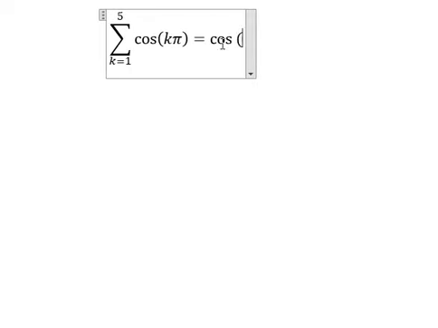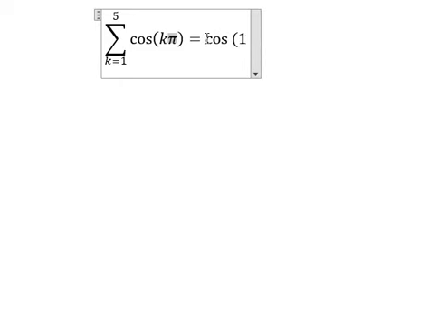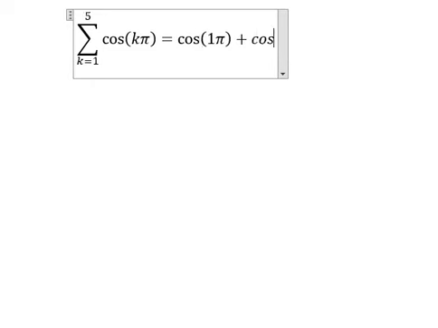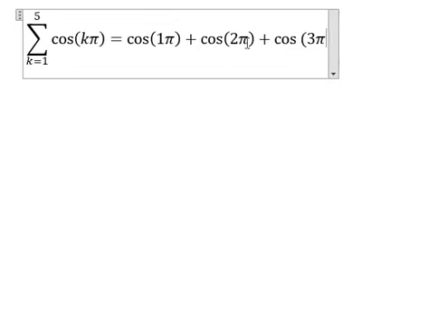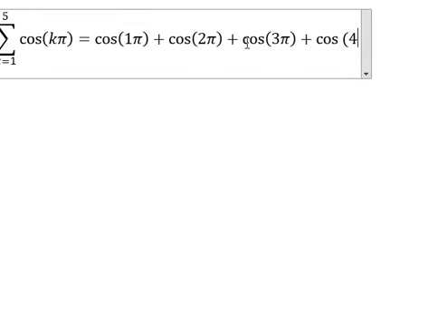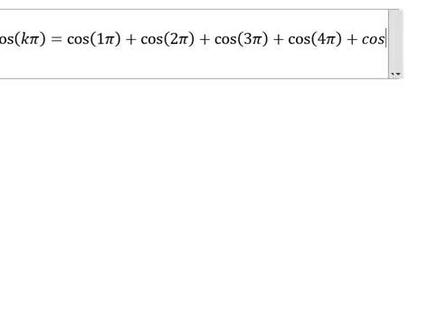So today I will show you how to answer this one. We see that k equals 1. That means they start at k equals 1 and they stop at k equals 5 in the summation. So that means we have cosine of 1b plus cosine 2b plus cosine 3b plus cosine 4b and cosine 5b.